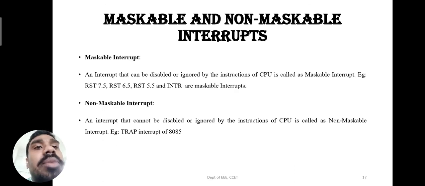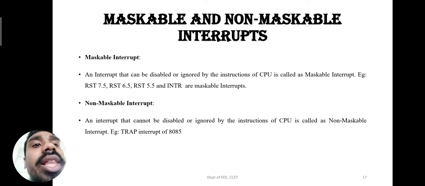Next one is maskable and non-maskable interrupts. Basically, those interrupts that can be ignored or masked are known as maskable interrupts. We have 4 hardware maskable interrupts for Intel 8085, namely RST 7.5, RST 6.5, RST 5.5 and INTR. These 4 are the maskable interrupts, that means those interrupts that can be covered up.